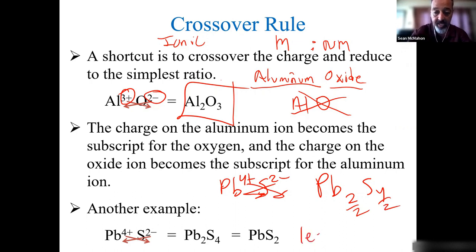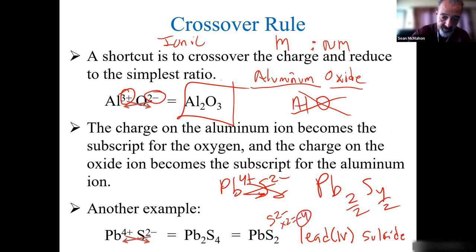Now, what's the name for PbS2? This is lead 4 sulfide. And this is tricky because if you do a reverse crisscross, someone might think that this is lead 2. So you need to be careful. You need to make sure that you know that, hey, sulfur is 2 minus. And if there's 2 of them, I need to cancel out that -4. So this has to be +4. So just be careful. Don't be booming up in here.